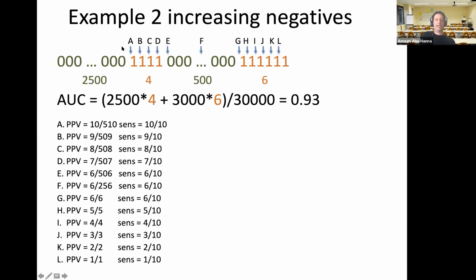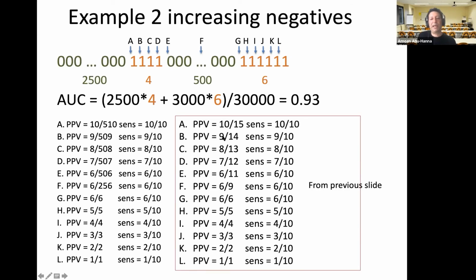But if I now look at the PPV, if I take A, it becomes 10 from 510 patients. It's much lower. Now I caught, instead of 10 from 15, let me put the results that we had before. Let's look at these. Before it was 10 from 15, which is very good, well, relatively good. And here it's 10 from 510. It's now becoming bad.